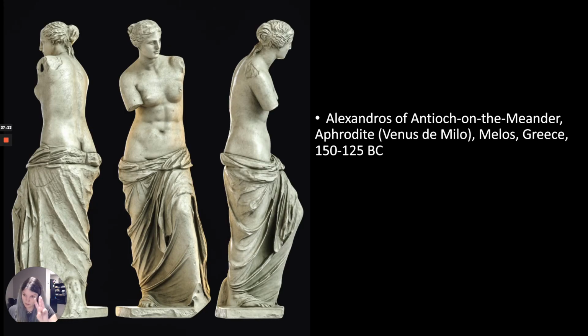Okay, the other thing on the list of the must-sees at the Louvre is the Venus de Milo. So this is by Alexandros of Antioch on the Meander. It's Aphrodite. It becomes known as the Venus de Milo because it was found in Milos, Greece, and so the Roman version of that would be Venus de Milo, the Venus of Greece, because Venus and Aphrodite are the same thing, right? So this one is also super famous, and I also ask my students the same kind of thing, what do we think about this?